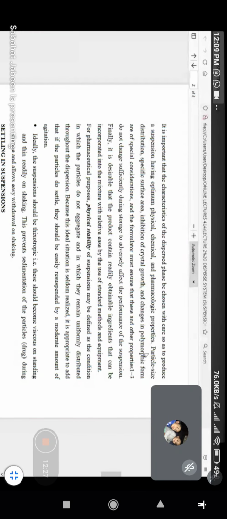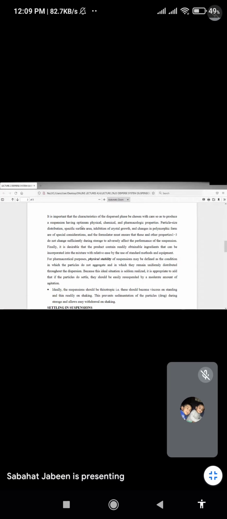ठीक है. Among these, the particle size distribution, these are physical and chemical properties. As I have told you, physical pharmacy is the study of physicochemical characteristics in order to make an optimum pharmaceutical dosage form.